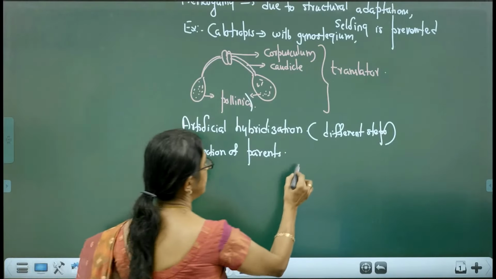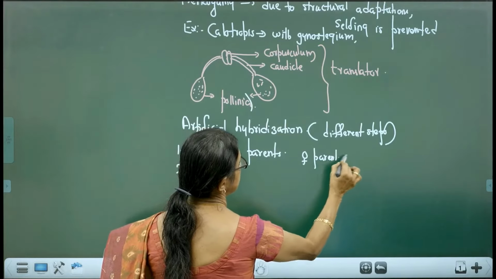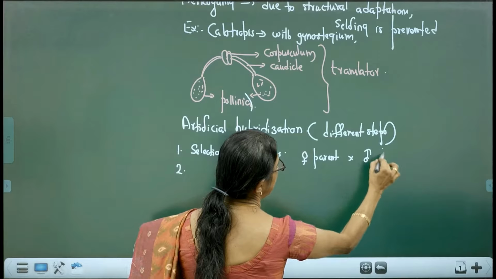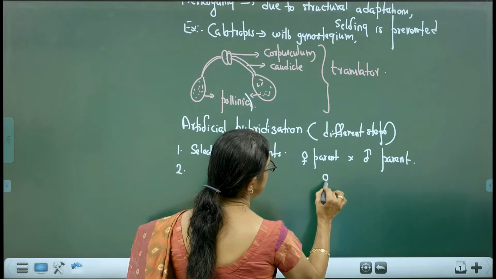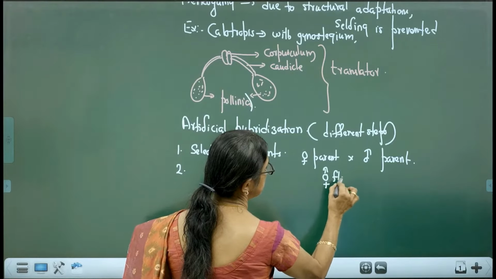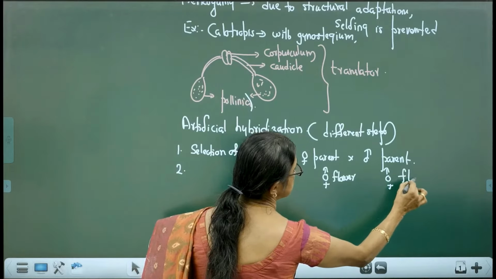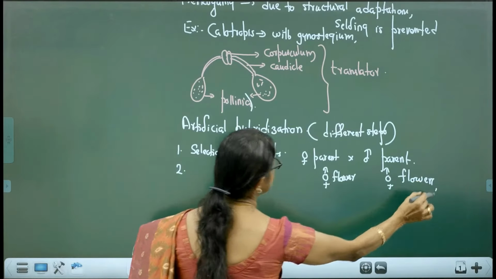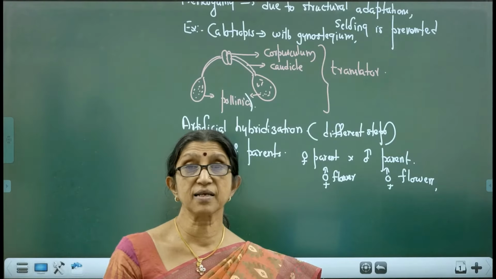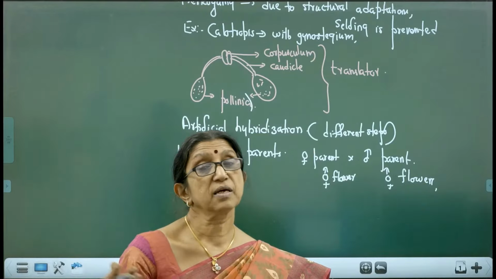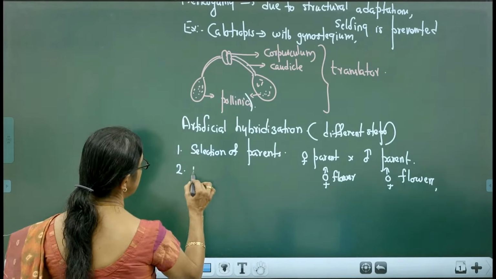We have selected one as the female parent and the other one as the male parent. Both may be having bisexual flowers. Here also we can see bisexual flowers. The next step is removal of the anthers from the flowers of the parent that is selected as the female one. Otherwise, there is a chance for cross-pollination. So the next one is emasculation.